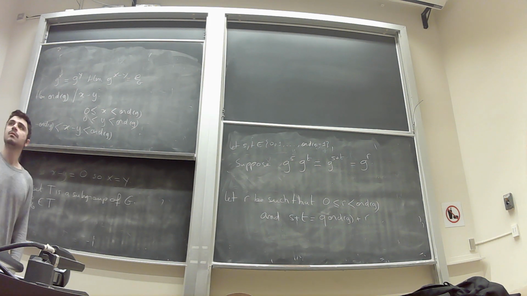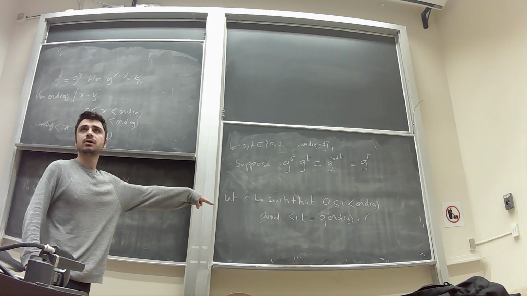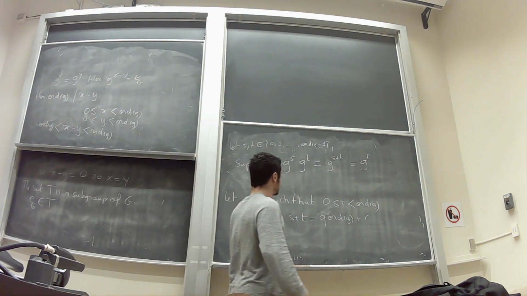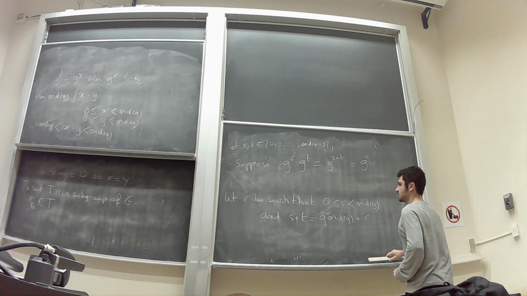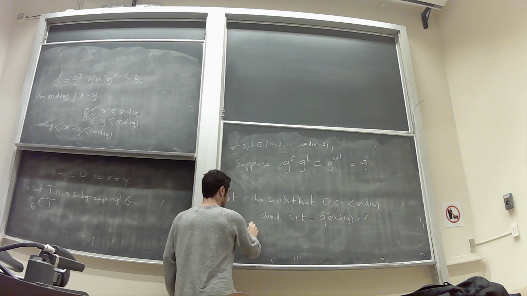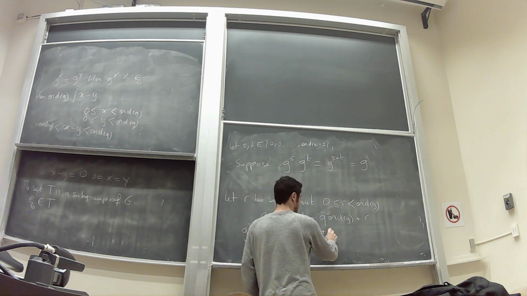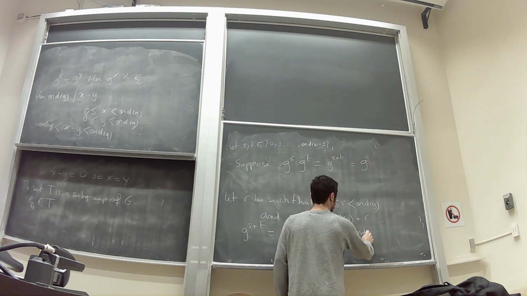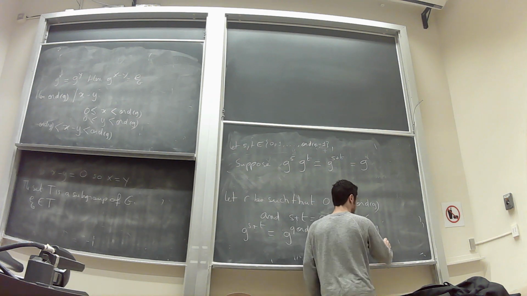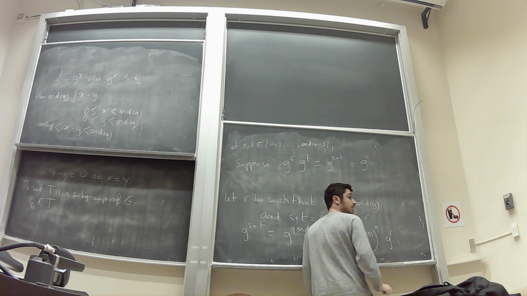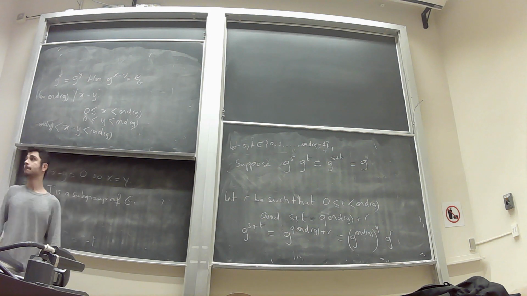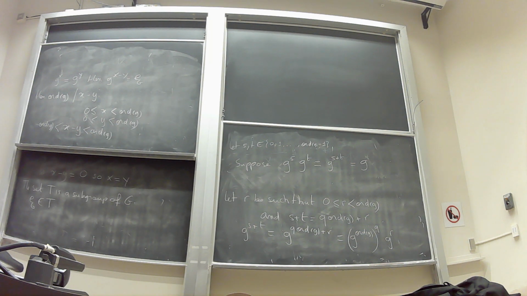Are we good here? Do you guys see this or not? Is it a bit quick? Okay, so what is g to the s plus t? G to the s plus t is just g to the q times order of g plus r, which is just g to the order of g to the q times g to the r. So since s and t are both in the set 0, 1, up to order of g minus 1, isn't q going to be 1 anyways?